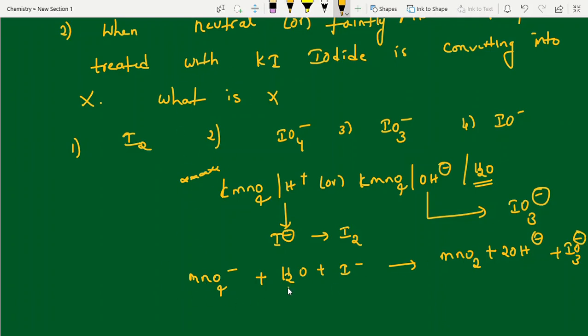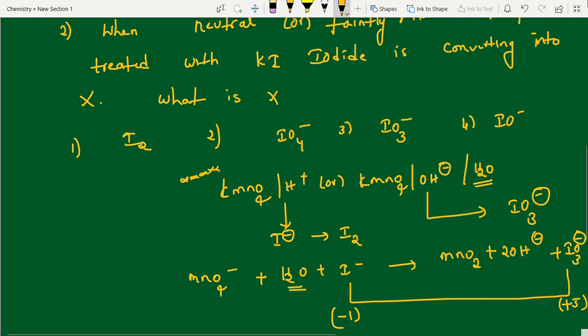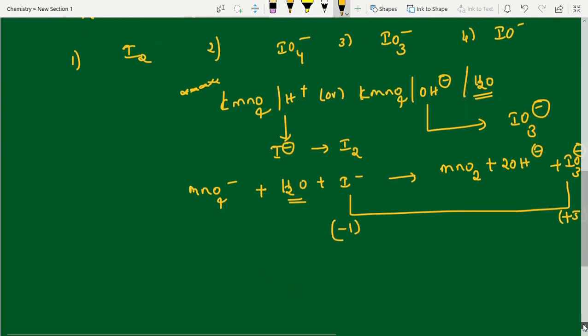See, neutral condition or basic condition means I minus is converted into IO3 minus, -1 oxidation state to +5. Here also I minus undergoes oxidation, KMnO4 acts as oxidizing agent only, but the product is varying. Here I2, -1 to 0, here -1 to +5. Oxidation states also they are asking. Clear, students? Okay. Now going to the next question.